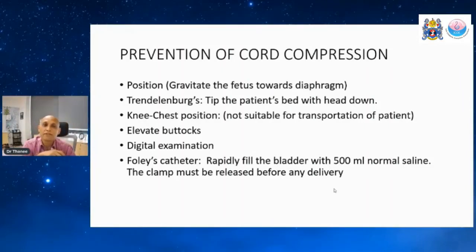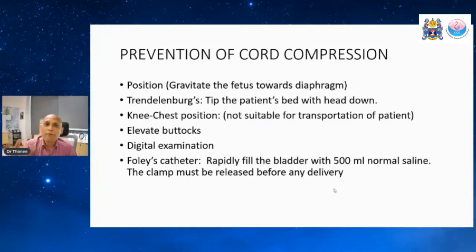Second step is you can ask the patient to do a knee chest position. That means she stands in all fours where the head is down, the bottom is lifted. Number 2. Third, you can perform an elevation of the buttocks. That means by placing 3 or 4 pillows at the bottom and elevate the buttocks so that the head is down, the presenting part is pushed away, preventing the umbilical cord from being compressed.